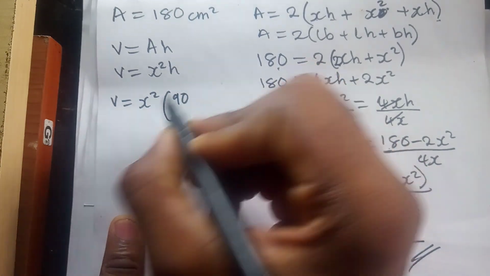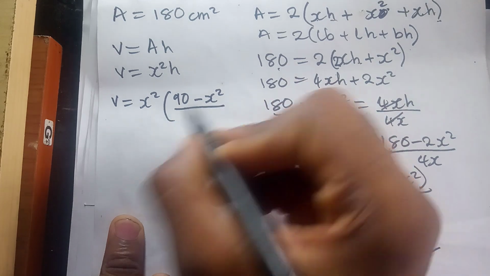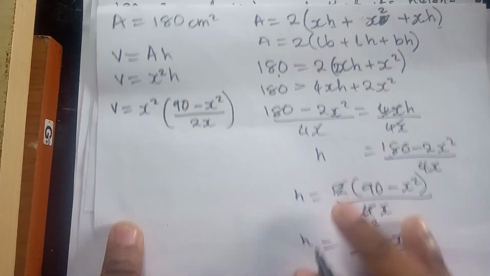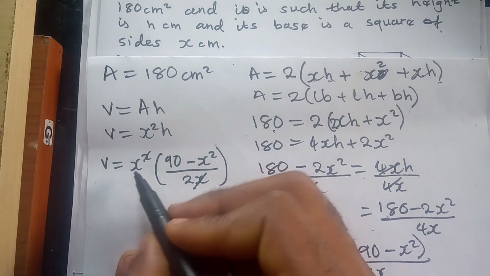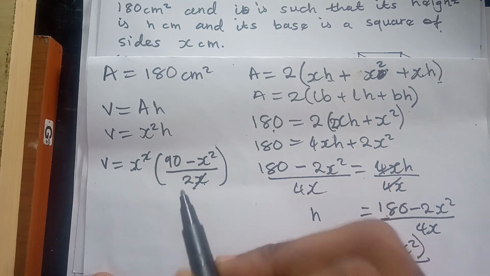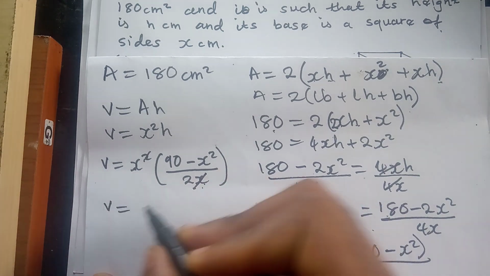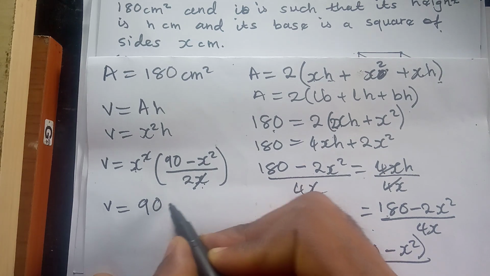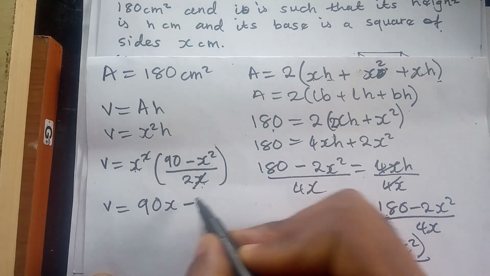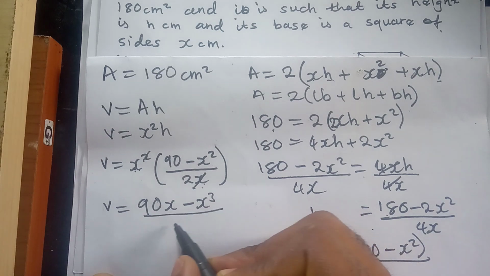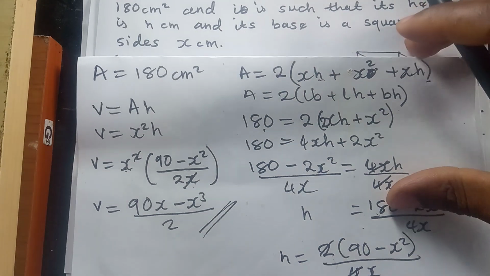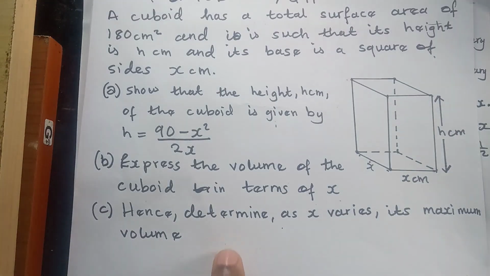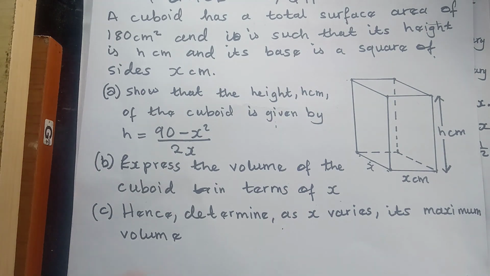So I have 90 minus x squared over 2x, like this. And then I can reduce this. One of these two x's will be taken care of by this. So we have V is equal to this times this will be 90x. Then this times this will be x to the power 3 over 2. So that means you have expressed V in terms of x. And then hence determine, as h and x vary, its maximum volume.